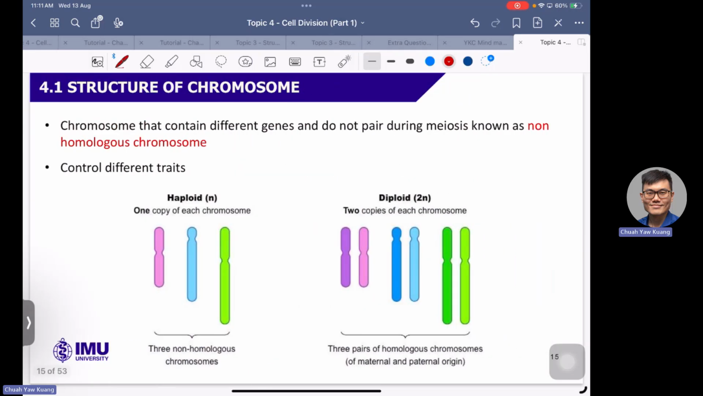For homologous chromosomes, this is how we determine whether it's diploid or haploid. For example, human beings have 23 pairs of chromosomes. In the haploid cell, it only contains 23 chromosomes. It won't have any homologous chromosome pair in a haploid cell. But a diploid cell means that every single chromosome will have a homologous chromosome pair. That's the difference between N cell and 2N cell.